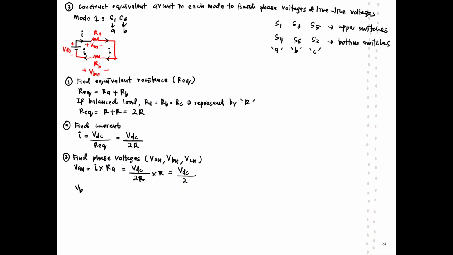How about VBN? Also Ohm's law. But for VBN, you need to add a negative sign because you can see from the circuit you have a reverse polarity between your voltage and current. So you will get negative VDC over 2. Your VCN will be equal to 0 because there is no switch turned on for that particular phase.